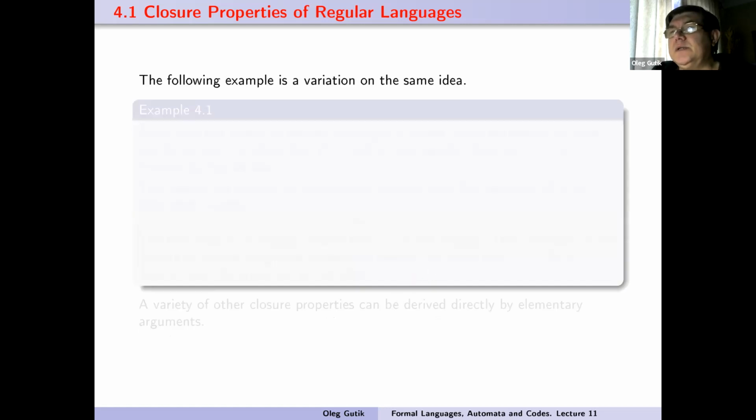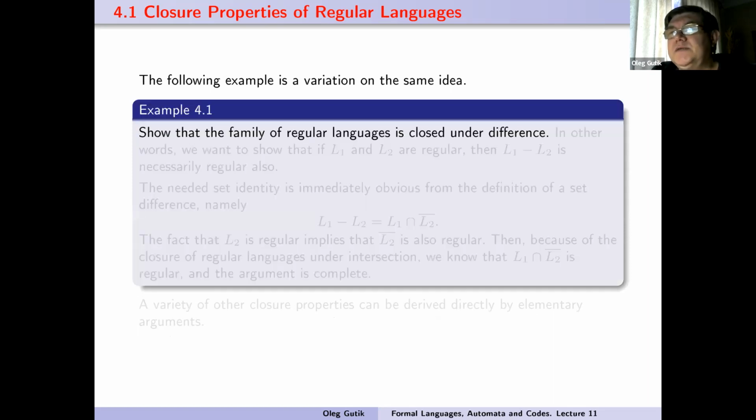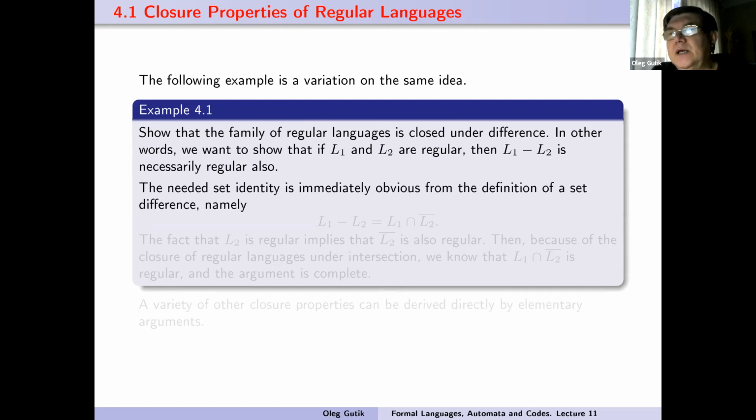The following example is a variation of the same idea. The example shows that the family of regular languages is closed under difference. In other words, we want to show that if L1 and L2 are regular languages, then the difference L1 minus L2 is also regular. The needed set identity is immediately obvious from the definition of set difference, namely L1 minus L2 is equal to L1 intersection with the complement of L2.